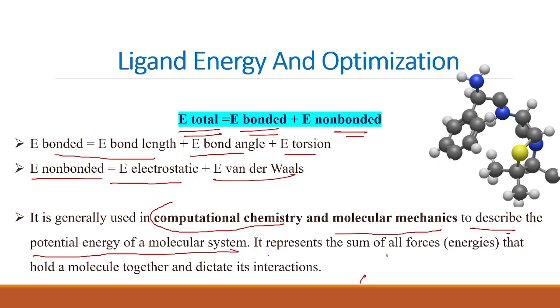Then this is the important point. It represents the sum of all the forces or energy that hold a molecule together and dissect its interactions. So, in very simple language, it is the potential energy of the compound, and we have to stabilize all these things. In the next slide, it will be crystal clear.